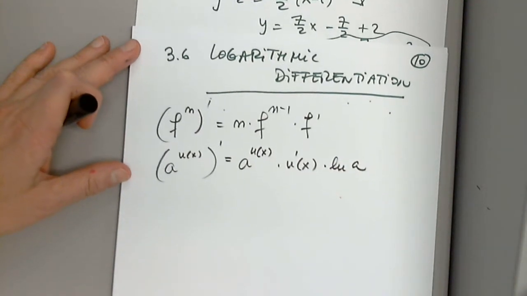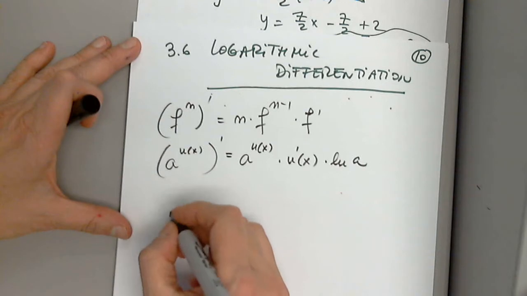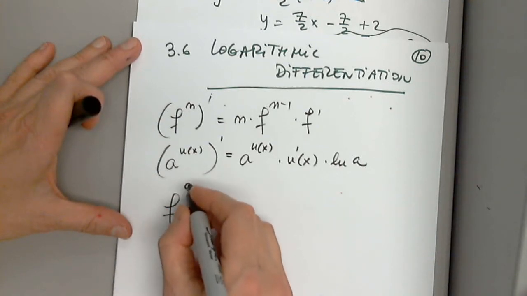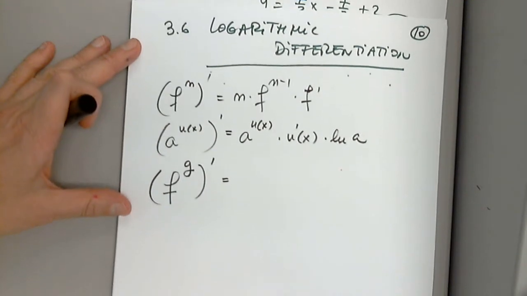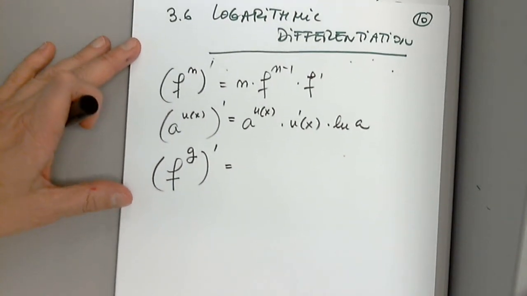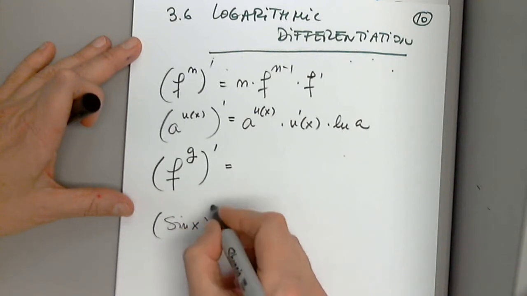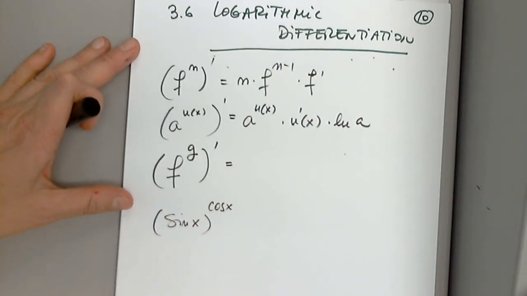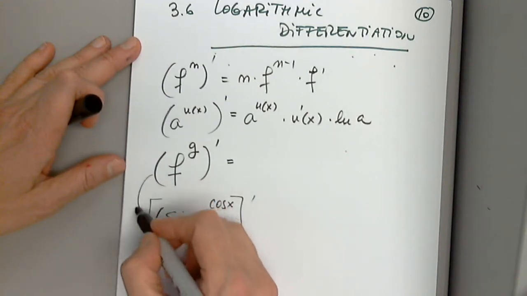Excellent. Okay. Now, here's the third situation. A function raised to another function. I'm going to give an example right now. Sine x raised to cosine x, and we want to differentiate. This is a situation like this one.